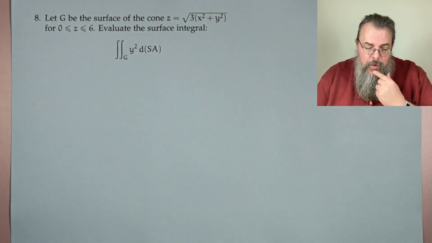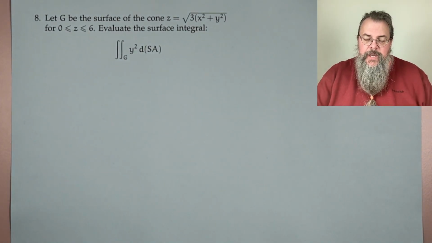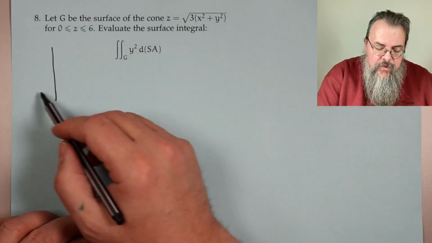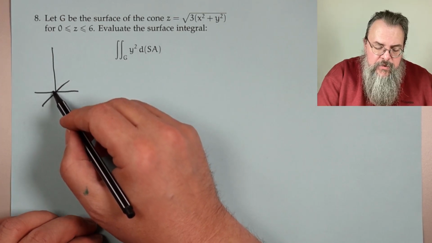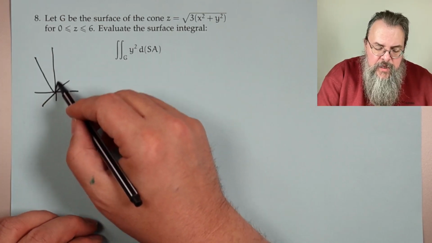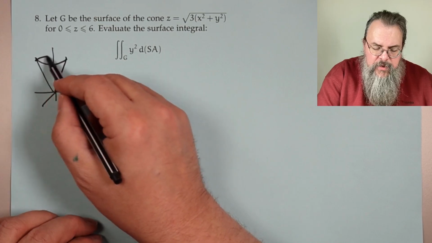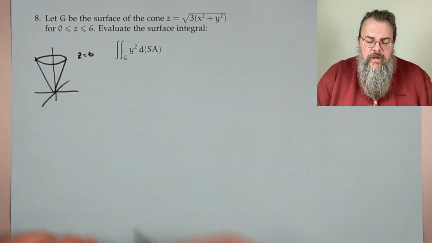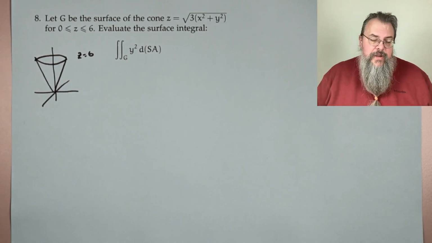All right. Well, let's talk about what's going on. So we have our cone, and it's z equals square root of 3 times x squared plus y squared. It's going up a little bit steeper than the typical z equals square root of x squared plus y squared, not too much. And up here we have z equals 6. And so it's not a solid, right? It's just the cone itself.